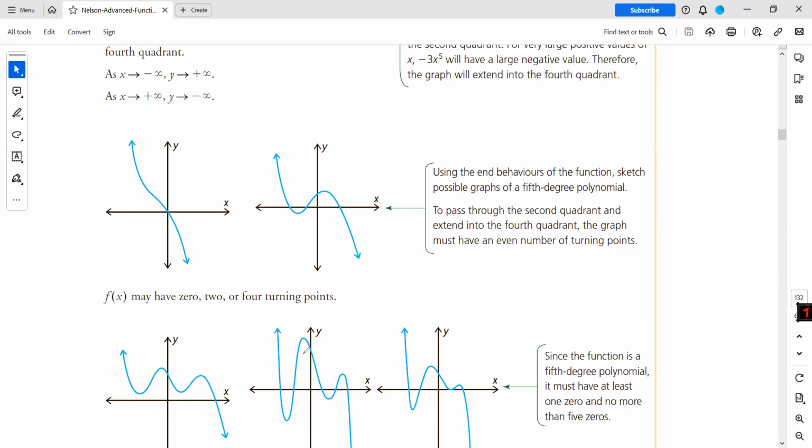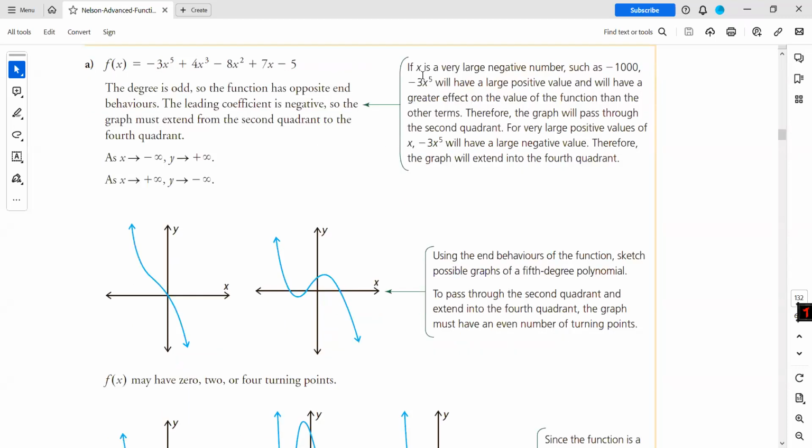We have another 4 turning points, but in another configuration. They're positioned a little bit differently. And one more way of doing it. So what we did, let's look through it.